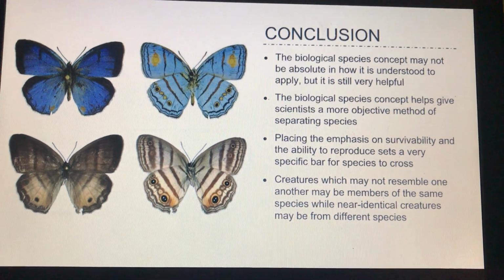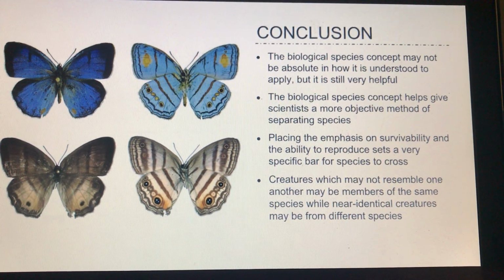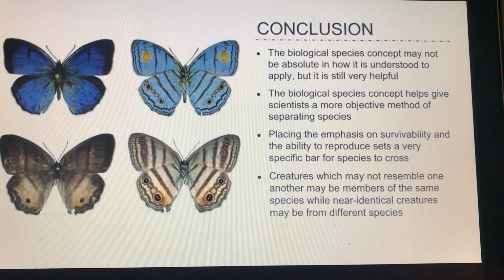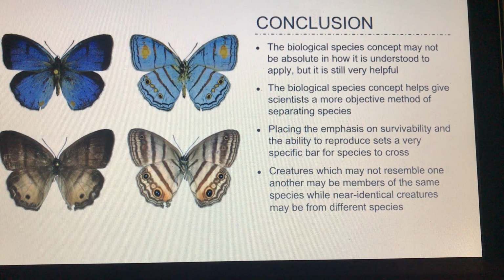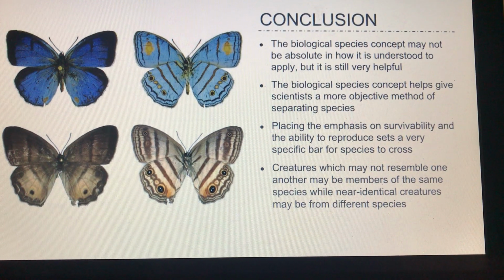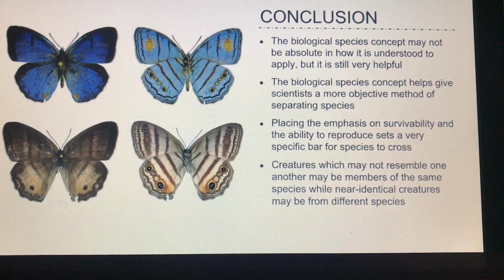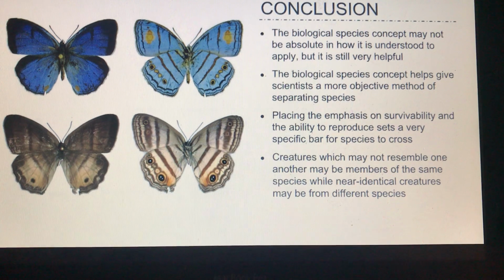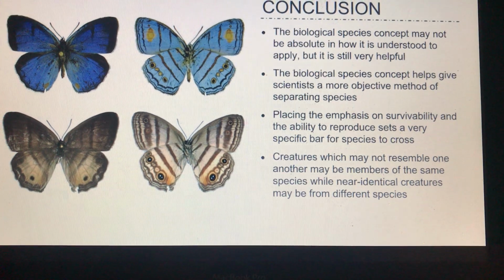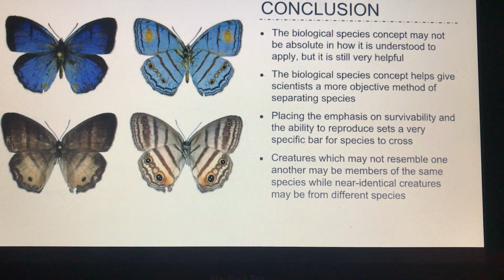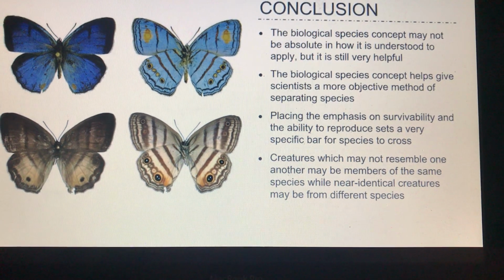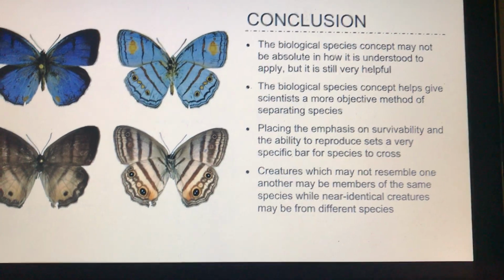The conclusion: the biological species concept may not be absolute in how it is understood to apply, but it is still very helpful. The biological species concept helps give scientists a more objective method of separating species, placing the emphasis on survivability and the ability to reproduce, which sets a very specific bar for species to cross. Creatures which may not resemble one another may be members of the same species, while near identical creatures may be from different species. And that's all for my presentation.